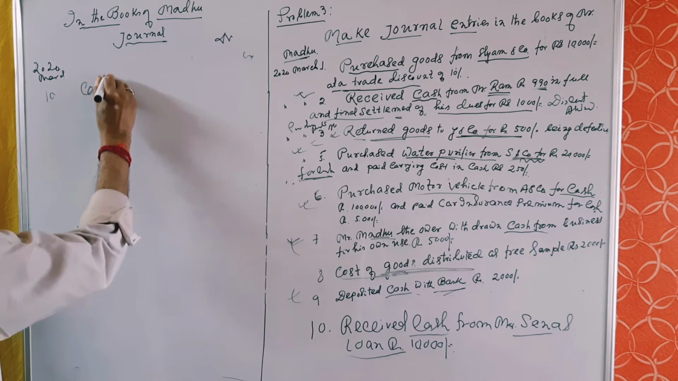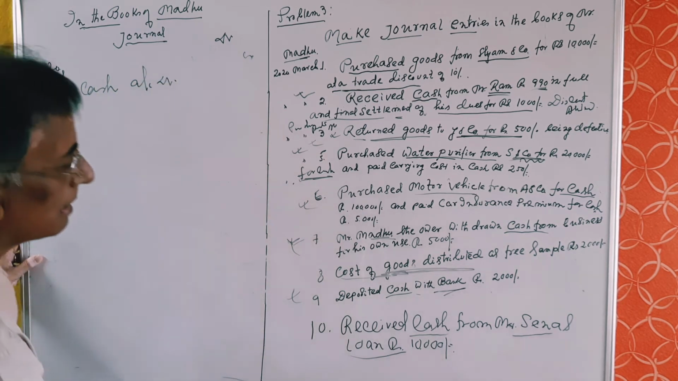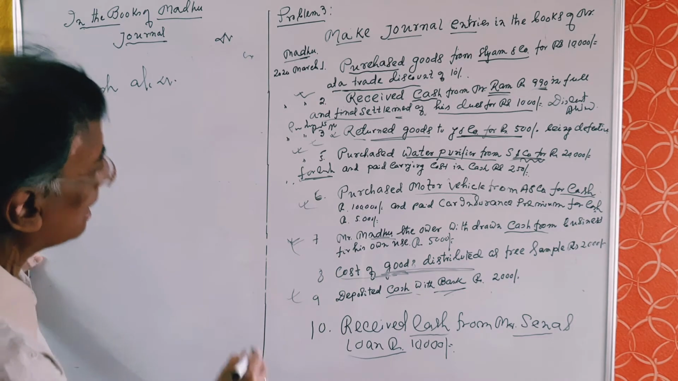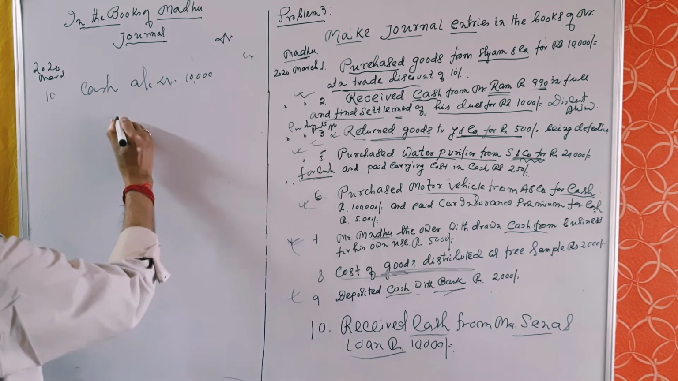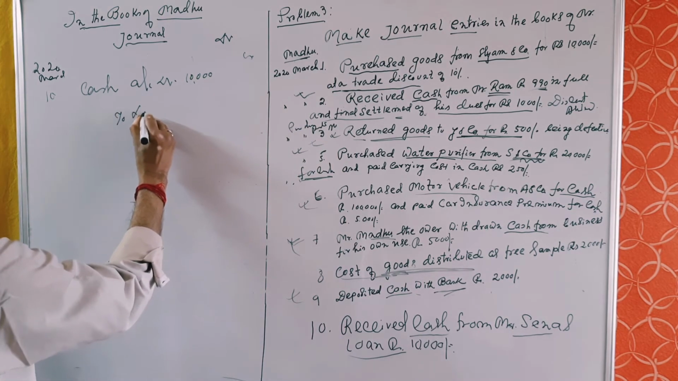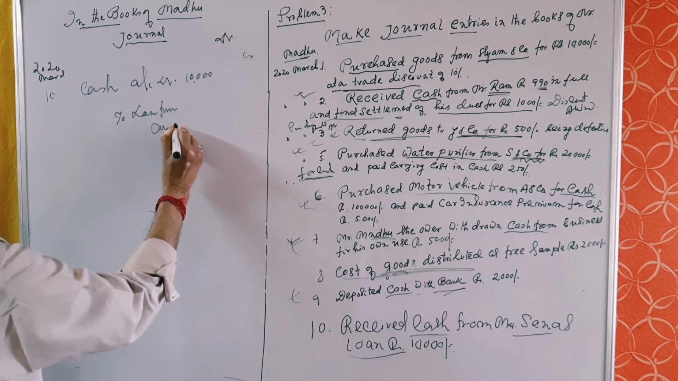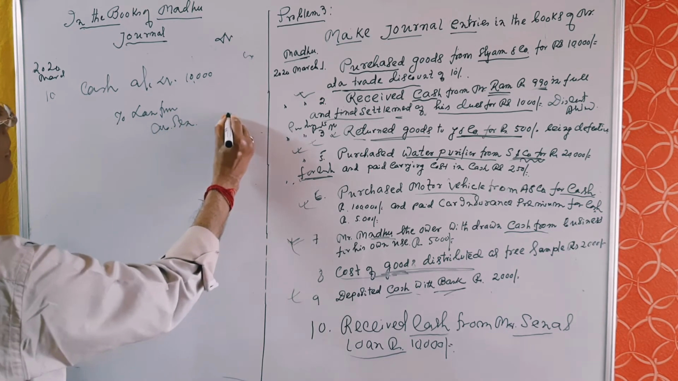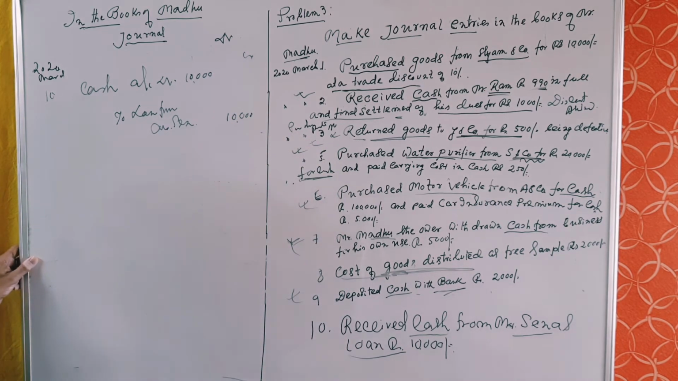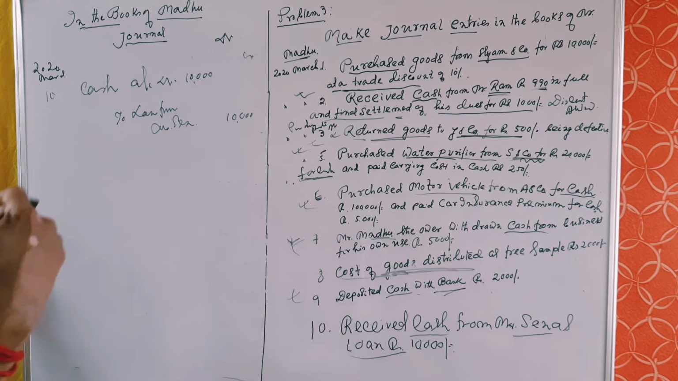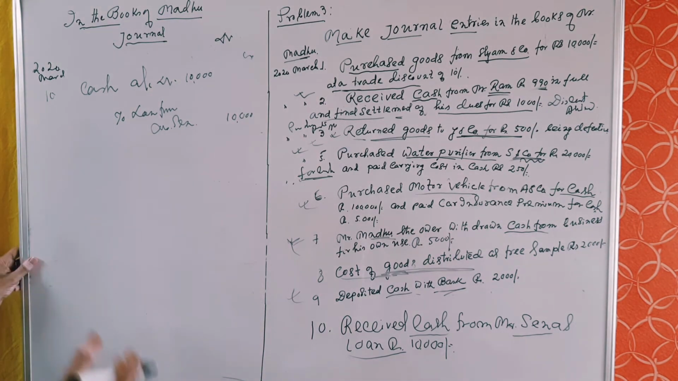Cash account, debit, how much? 10,000 to loan from Mr. Sen. When you take a loan, it is called loan from. When you give a loan, it is called loan to. We are taking a loan, so the head of account is loan from the person.